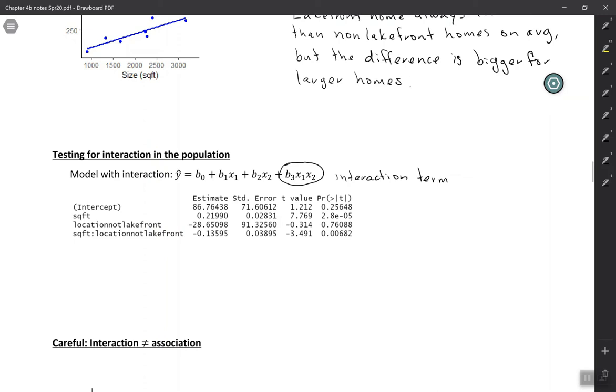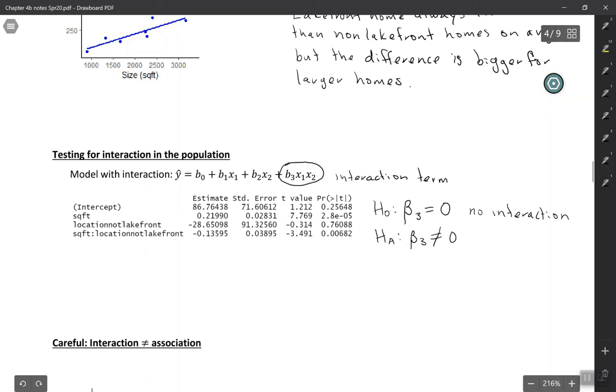Okay, so when we set up our test, it's going to look pretty similar to what we've done before, but we're going to be testing beta 3. This is the term that goes with the interaction. And the null hypothesis would be that that term is equal to 0. Basically, if that slope is equal to 0, the whole term drops out, and you're back to the additive model, right? That would be no interaction. Whereas the alternative would be that there is some kind of interaction. Usually that's going to be a two-sided test. So beta 3 not equal to 0 means that there is an interaction.